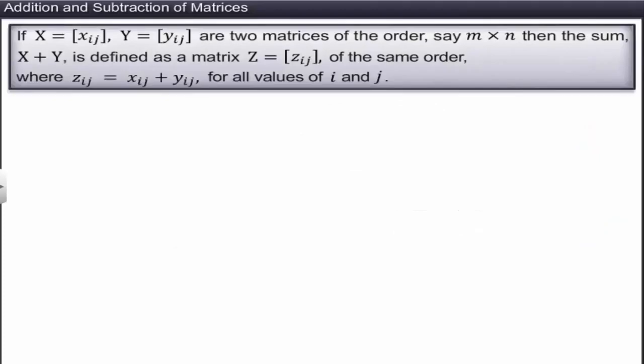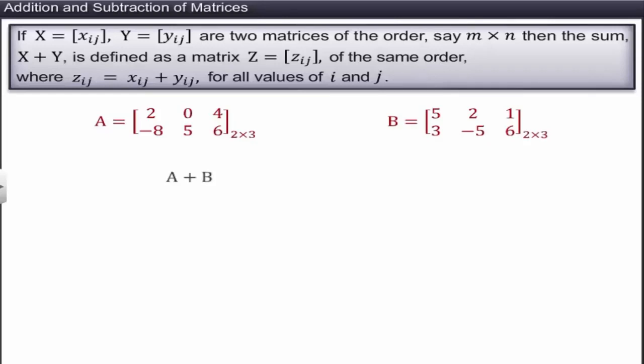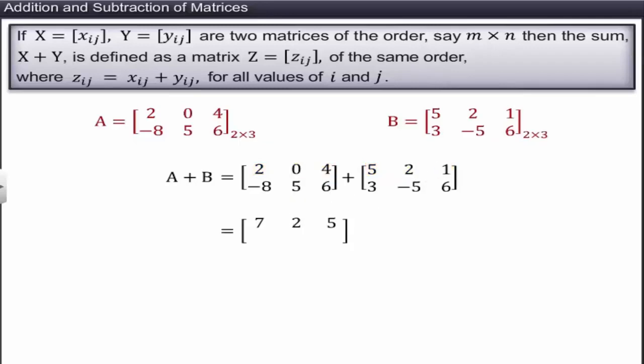If X and Y are two matrices of the same order, say m by n, then the sum X plus Y is defined as a matrix Z of the same order, where Zij is equal to Xij plus Yij for all values of i and j. An example of the addition operation over two matrices A and B is shown here. The sum operation is shown here. Every element of A is added to the corresponding element of B. The sum of the matrices A and B is as shown.